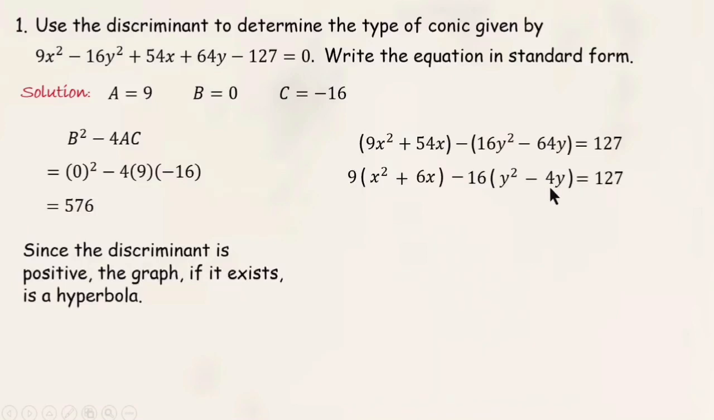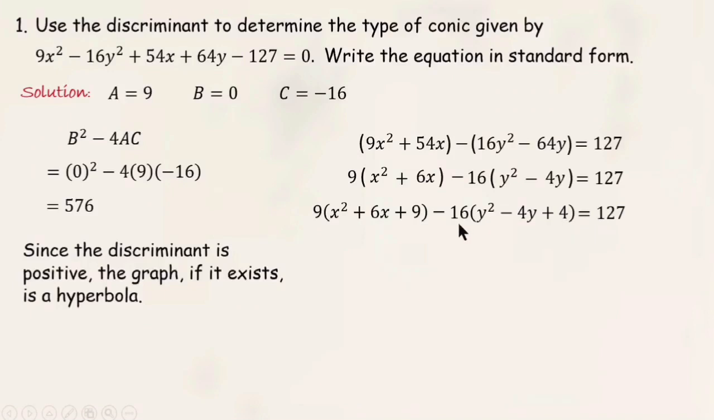We can now complete the square. First, in x. Square half the coefficient of x. In this case, the coefficient of x is 6. Half of 6 is 3. Square it, so we have plus 9. 3 squared is 9. Minus, next, complete the square for y. The coefficient of y is negative 4. Half of negative 4 is negative 2, and negative 2 squared is positive 4, equals 127.